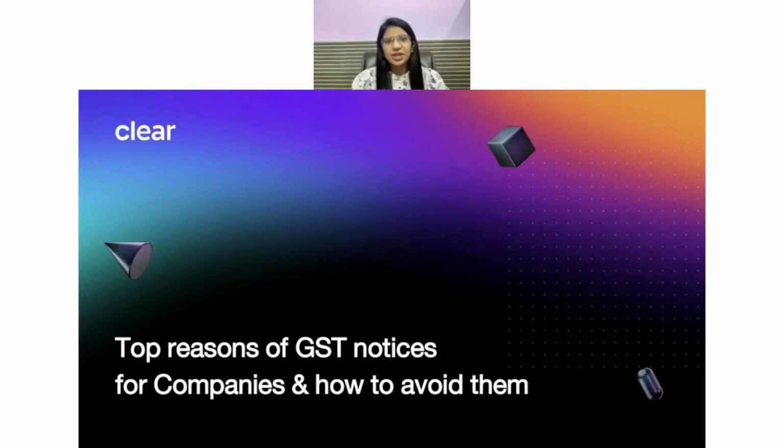Hi everyone, I am CS Punshi, Indirect Tax Expert at ClearTax, and today we have all gathered here to learn about the top reasons for GST notices for companies and how we can avoid them.